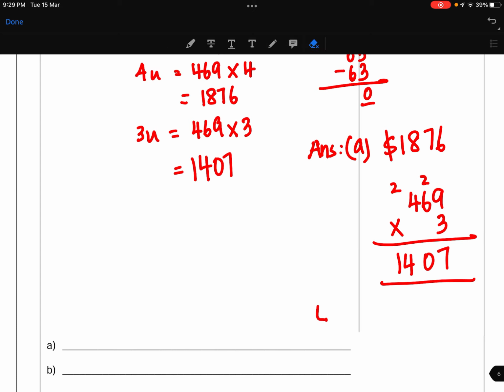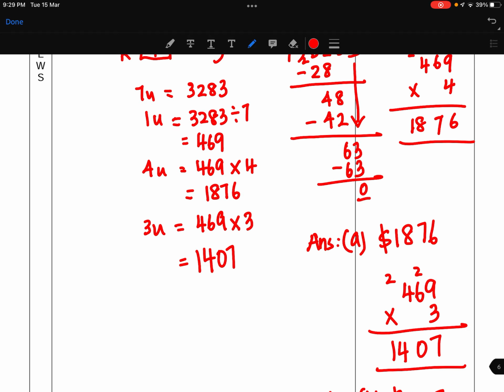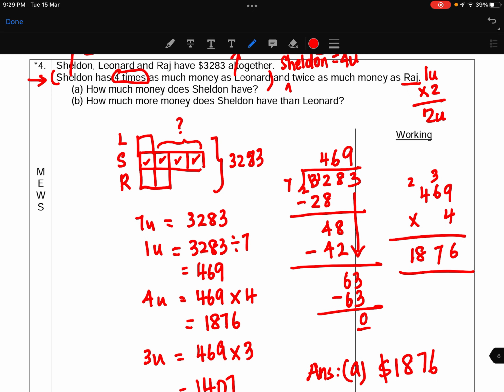My pen's ink is running out. That's why it's a bit laggy now. So again, dollar sign 1,407. This amount indicates the difference between Sheldon and Leonard.